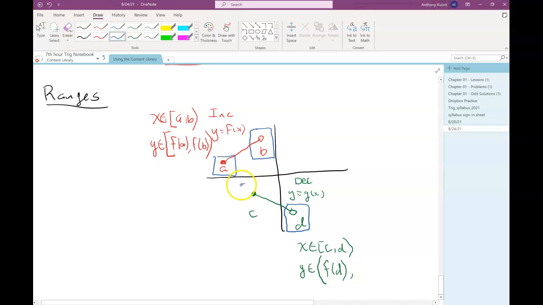And the highest point on that function is C. So the y-coordinate there would be f of C. And because C got a bracket, f of C gets a bracket.